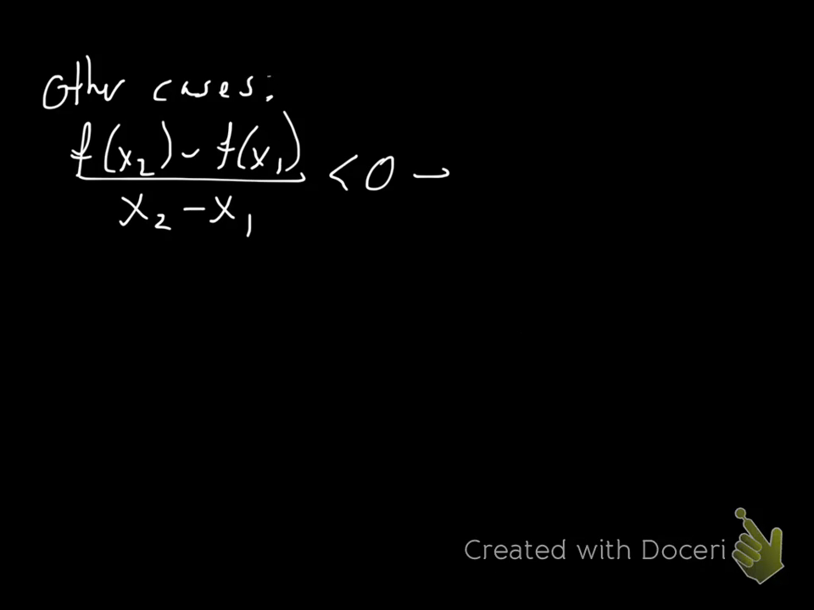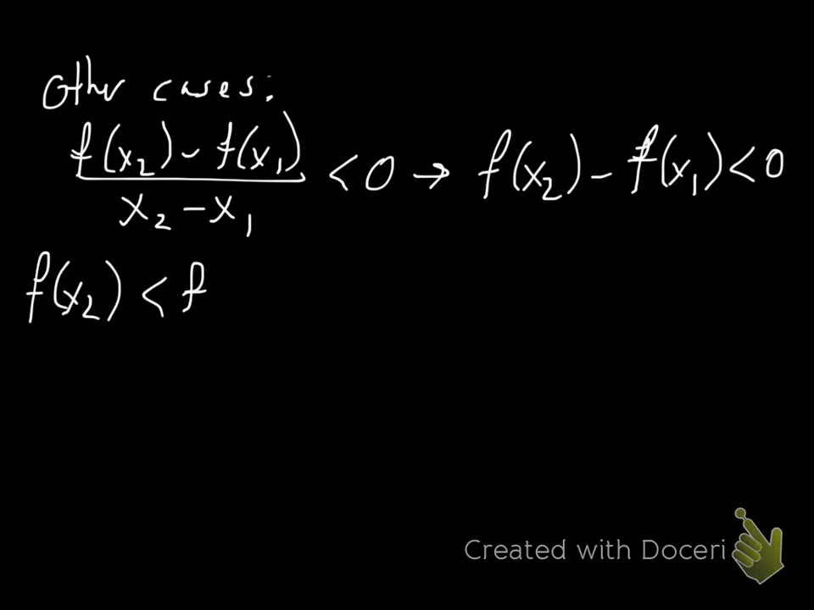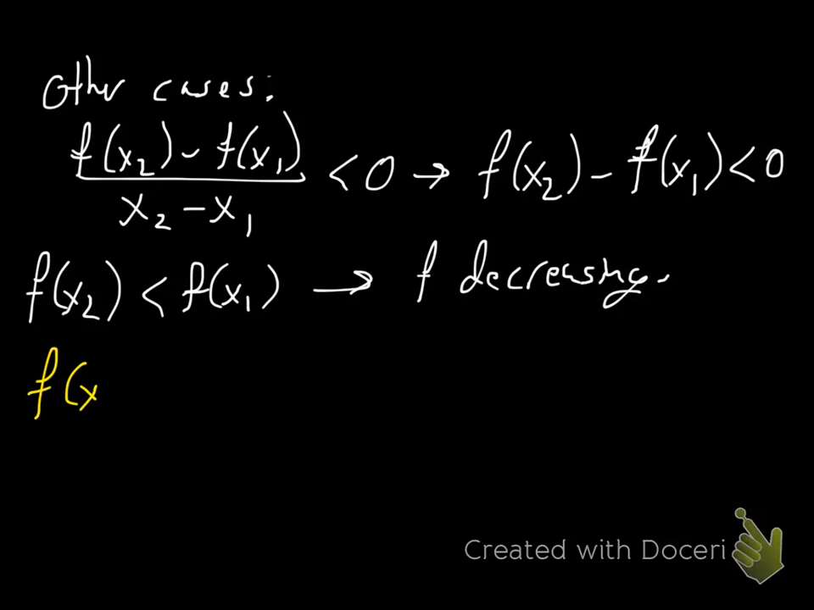If we go to the next page, we'll look at the other cases. If (f of x2 minus f of x1) over (x2 minus x1) is less than 0, then again we have the same setup: x2 is greater than x1. Now x2 minus x1 is positive, and this fraction is negative, so the only way this can be negative is if the numerator is negative. That means f of x2 minus f of x1 has to be negative. So then f of x2 is less than f of x1, and that implies that f is decreasing on the closed interval [a, b].